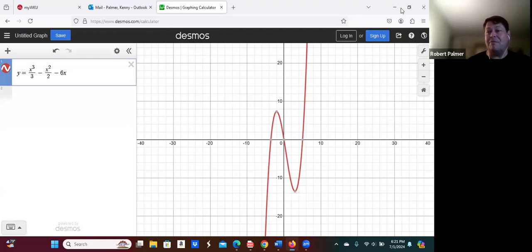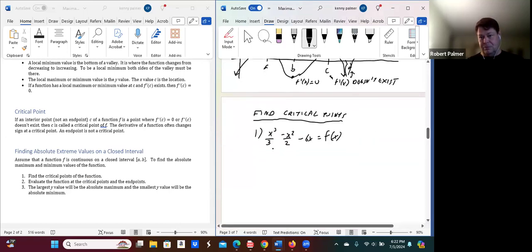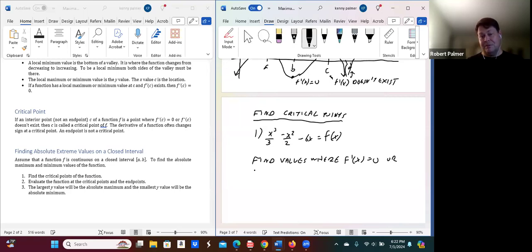We found them from the graph. Let's see how we can find them from just the function without the graph. So what we want to do is find the places where f prime of x is equal to 0 or doesn't exist. You can imagine the first thing we need to do is find the derivative. So let's find f prime of x.